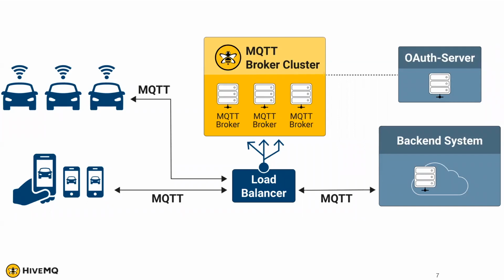Now, here is a quick overview of how the architecture looks. This is, again, a broad observation of it. On the left side, we have our devices, which can either be the mobile applications of your customers or the actual cars. In the center, we have the MQTT broker cluster, which is connected via a load balancer. And on the right side, we want to demonstrate the back-end server structure of your company.